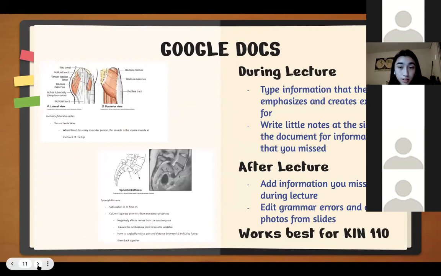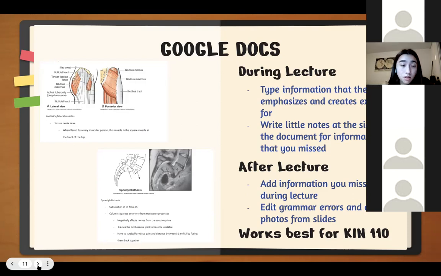During lecture, just like Saprita said, I recommend typing the information that the lecturer emphasizes and creates examples for. These are important concepts that they want you to remember, so they will re-say them in different ways. For example, in Kin 110, tin sometimes refers to how muscles look when you're looking at a muscular person, such as how tensor fasciae latae looks like a small square muscle at the pelvic region.